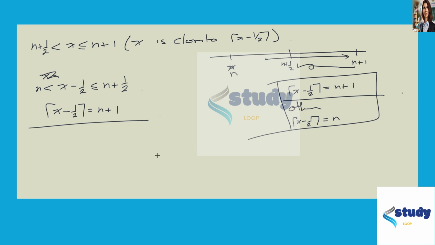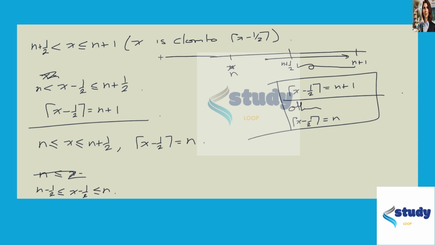The next result that we have to prove is that when n is less than or equal to x, less than or equal to n plus a half, then this implies that ceiling of x minus a half is equal to the smaller of the two integers, which is n. So to do this, we do the subtraction once again. So n minus a half is less than or equal to x minus a half, less than or equal to n.